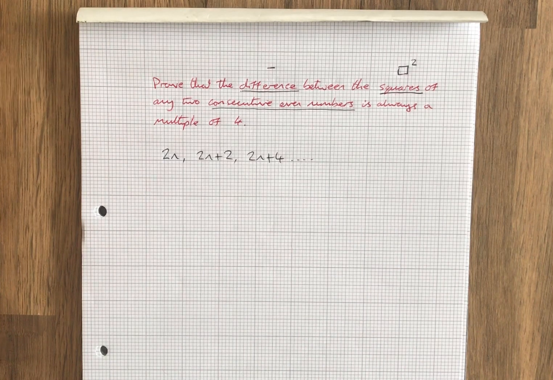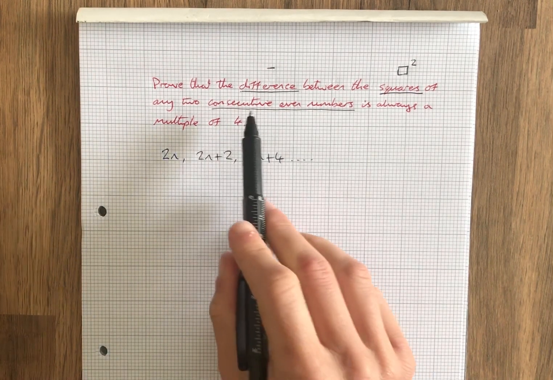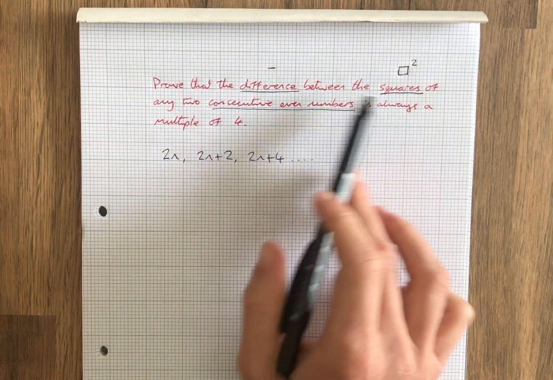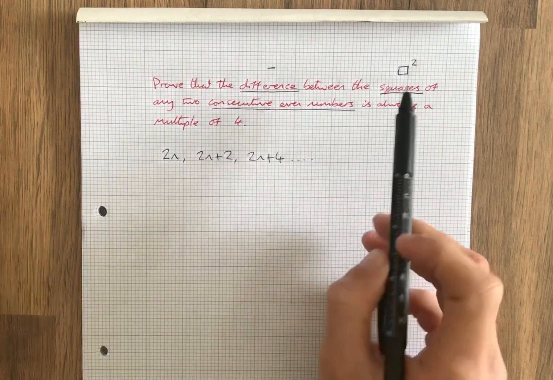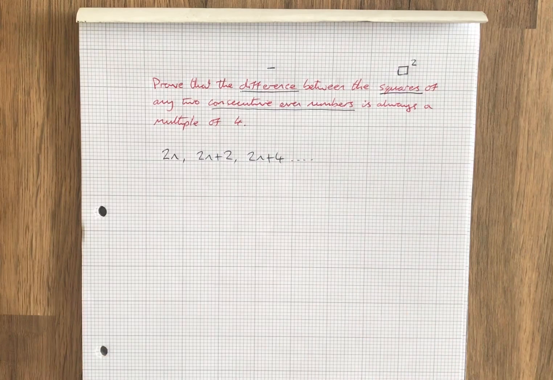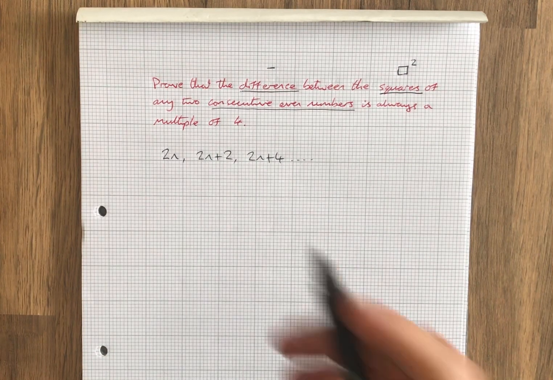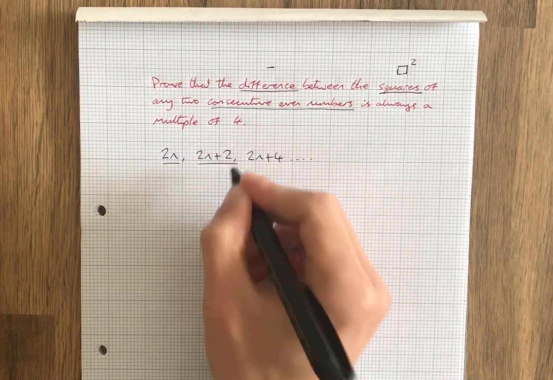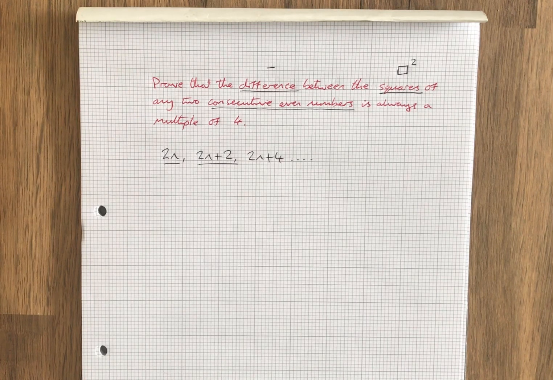And we're trying to prove that the result of this is always a multiple of 4. So we know at the end of this that we're going to be looking at taking out a factor of 4 in some way. So let's form the expression first. Prove that the difference between the squares of any two consecutive even numbers. So we want to square two consecutive even numbers and we want to subtract them. Now, it's obvious that we can just choose these two consecutive even numbers. They're the easiest to choose, and we're going to have a go at then subtracting them.